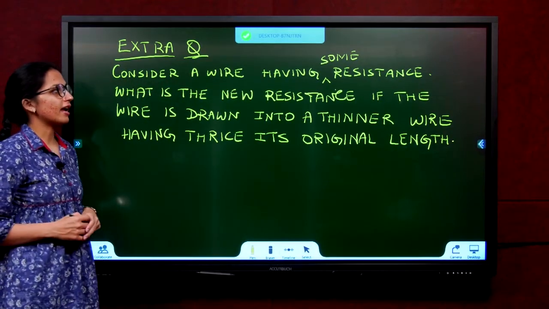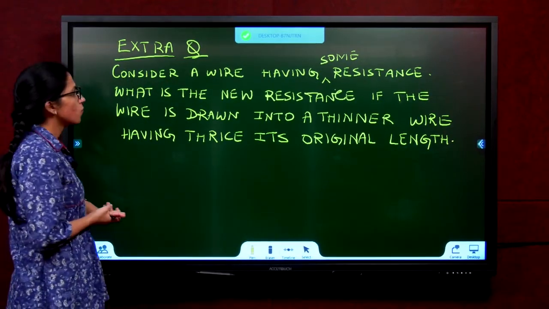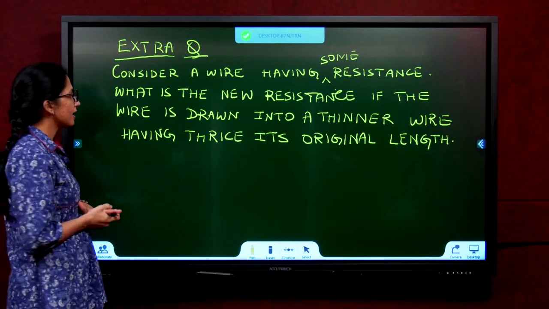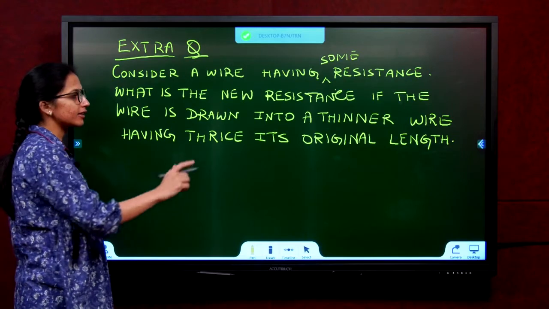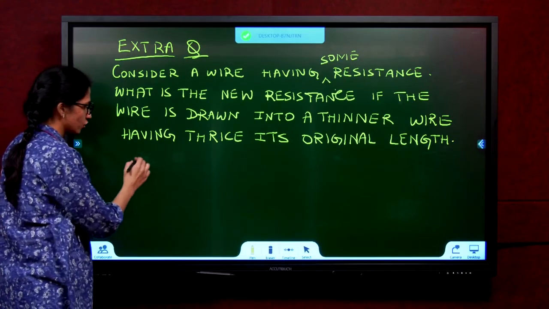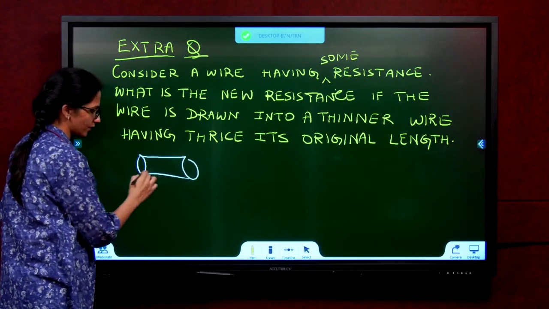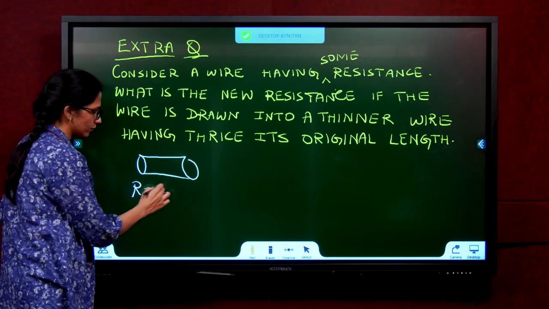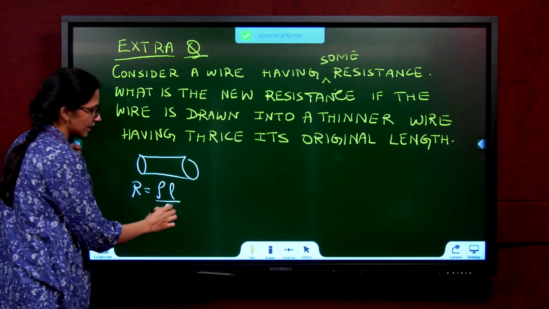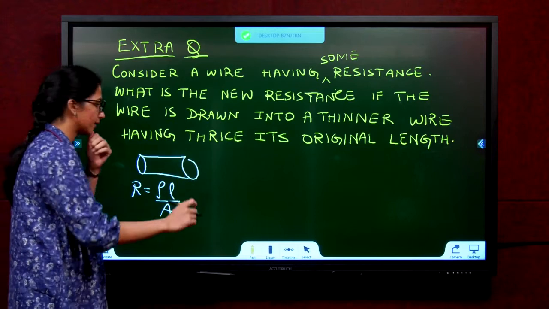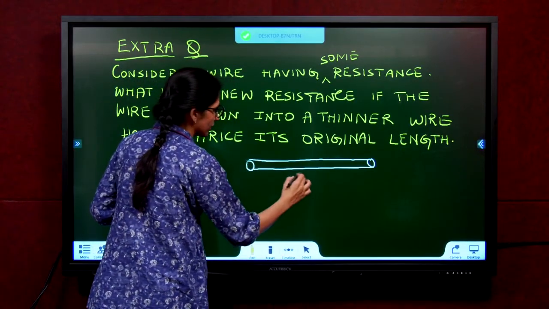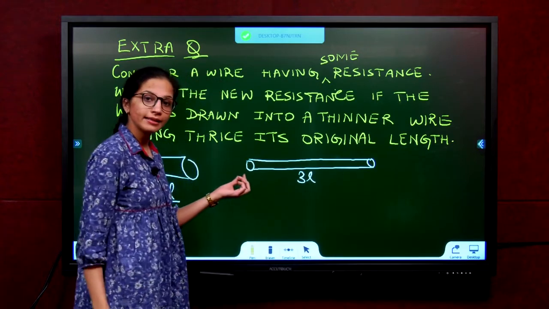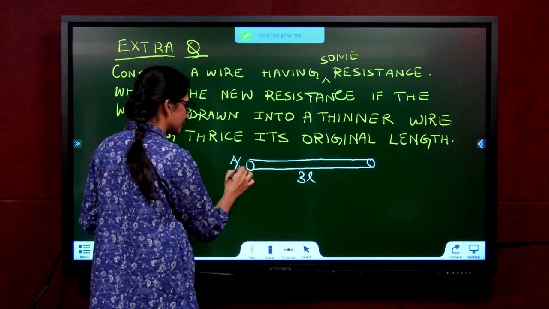Consider a wire having some resistance. What is the new resistance if the wire is drawn into a thinner wire having thrice its original length? So we have a wire here, the original wire. Let's say R is equal to rho L by A. This same wire is made into a thinner wire of length thrice its original length, 3L. What will be the area? A by 3.